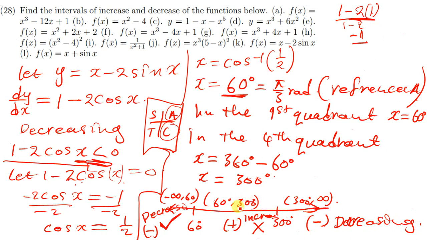So the increasing region, or the interval where the function is increasing, is simply from 60 to 300. If you want, you can write it like this, or you can write it as 60 degrees less than x less than 300 degrees. So this is the interval in which the function is increasing. Then the two intervals where the function is decreasing are this and this one here. Alright, so this is how you determine.